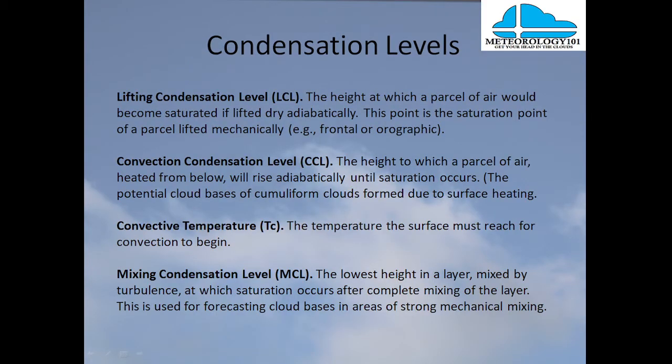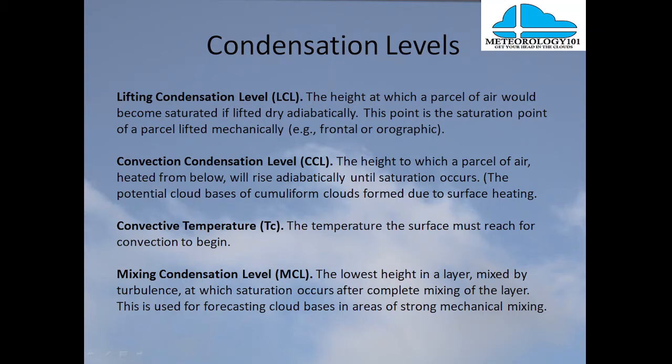Okay, the condensation levels. Now these are a little bit of calculations you can do on this chart from your dew points, temperatures and dew point lines, and then using the lines on the Skew-T. So your lifting condensation level is the height at which an air particle becomes saturated if lifted dry adiabatically. But it has to be forced with something. Frontal lift or orographic lift. Something has to cause that lift. It can't just be from convection or surface heating.